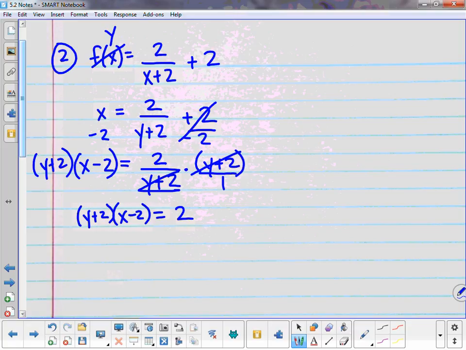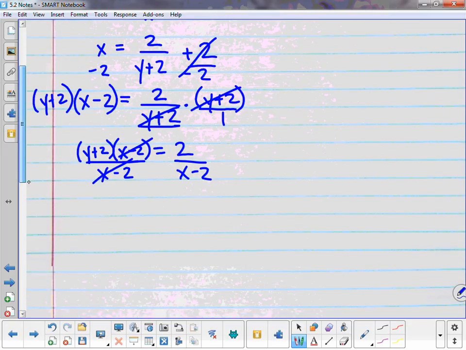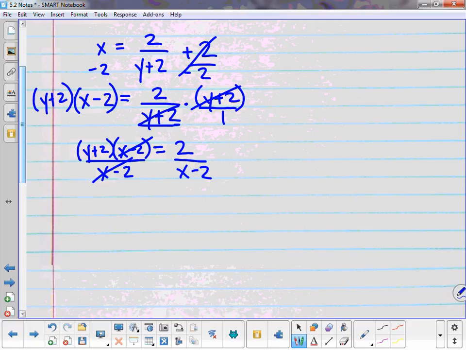And then, since we're still solving for y, we need to get rid of this. So the opposite of multiplying by this x minus 2 is we can divide each side by that x minus 2. So we're going to divide each side by x minus 2, and that will get rid of that. And now we have y plus 2 equals 2 over x minus 2.